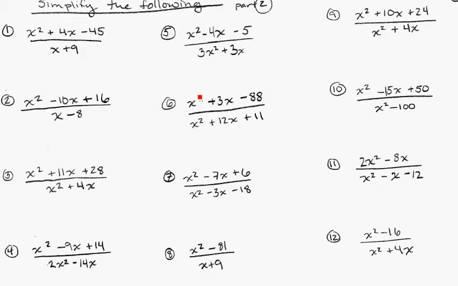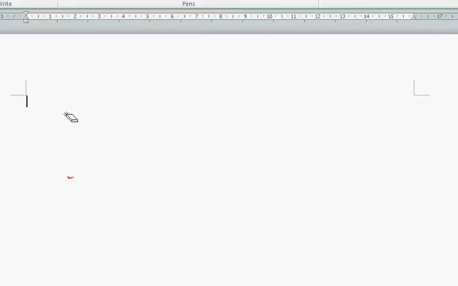Okay, simplify the following part 2. Now it's really important in this example, when we do simplifying, there are times when we can cancel numerator and denominator and times when we can't. So for example, let's look at the difference between something like this, when we're asked to simplify, and something like this. Now one of these we can cancel the x's and one of them we can't.